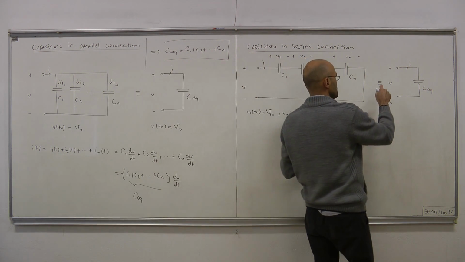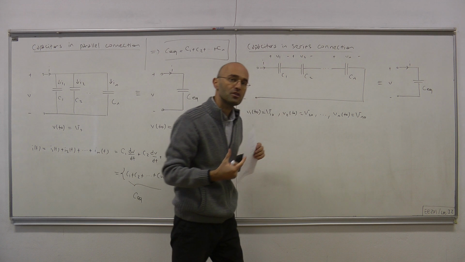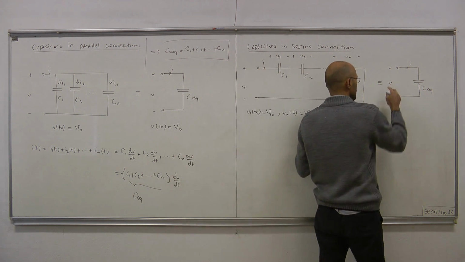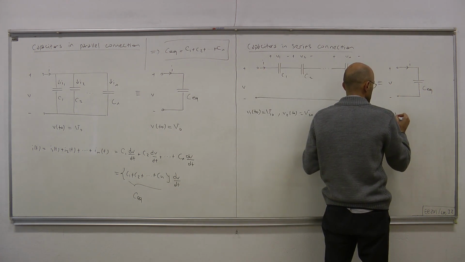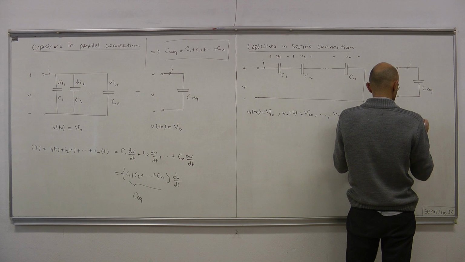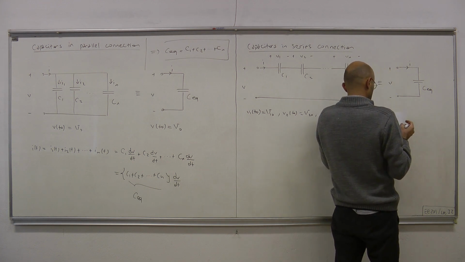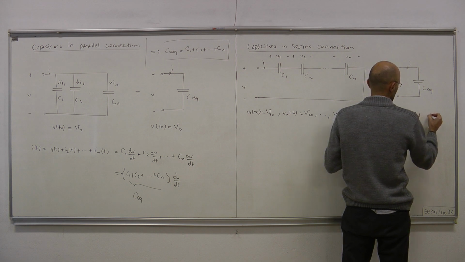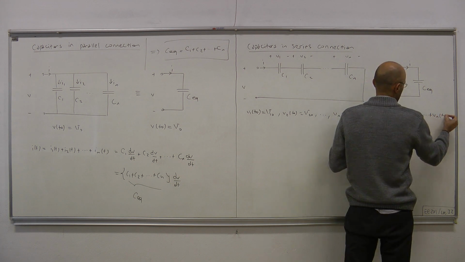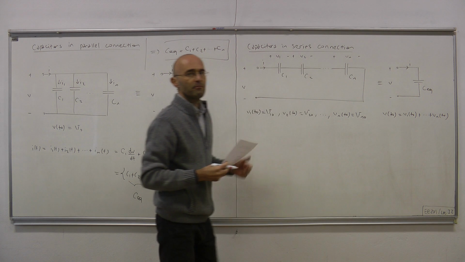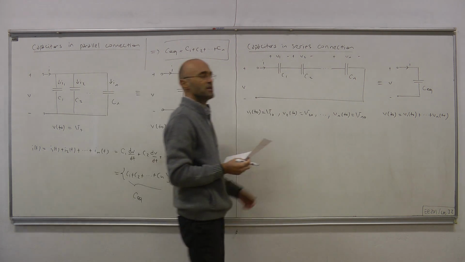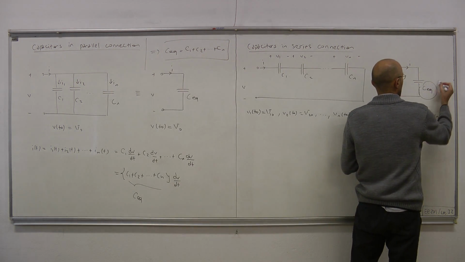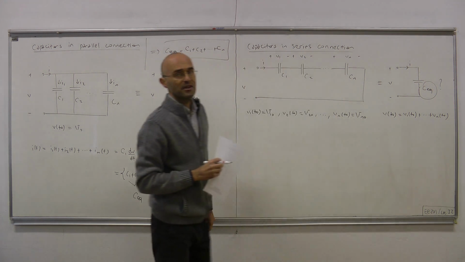Therefore, the first constraint, if we are to establish equivalence, is that the initial voltage here, V(t0), must be V1(t0) plus up to Vn(t0). Okay. And now the next question is how to pick C equivalent.